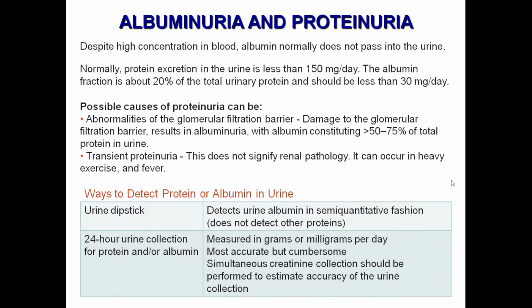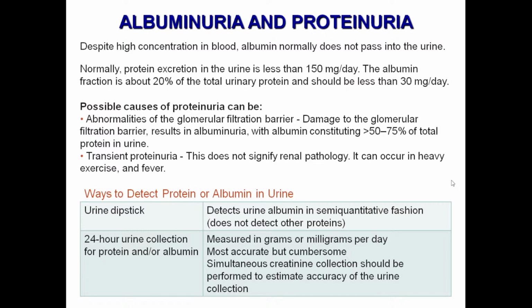So let's take a closer look at some of the findings. Proteins, or albumins. Despite high concentration in blood, albumin normally does not pass into the urine. Normally, protein excretion in urine is less than 150 milligrams per day, and the albumin fraction is about 20% of the total urinary protein and should be less than 30 milligrams per day or so.